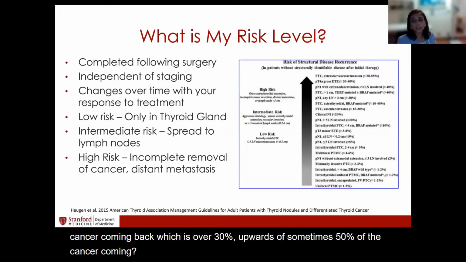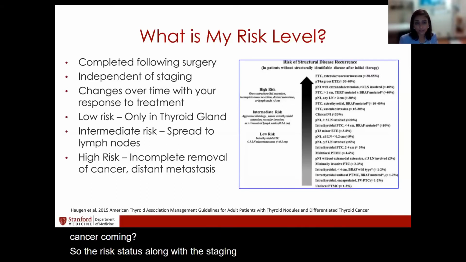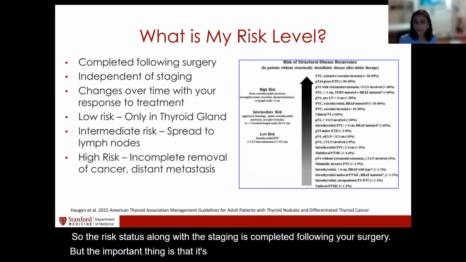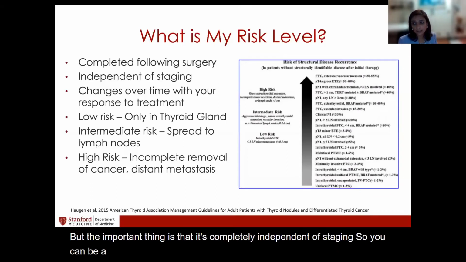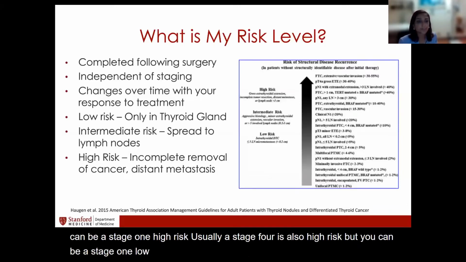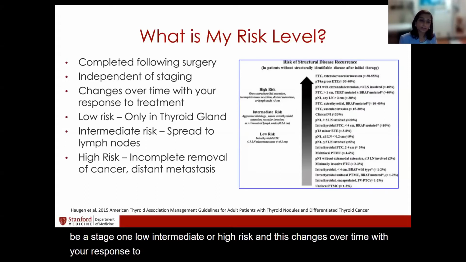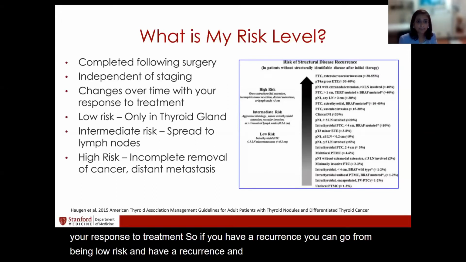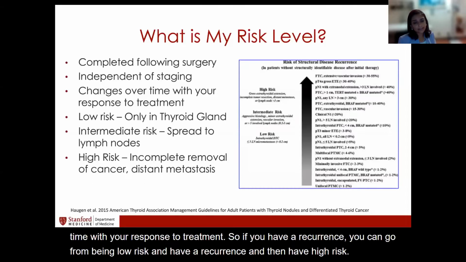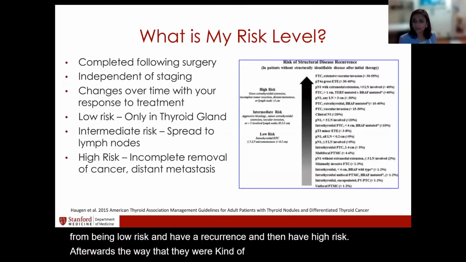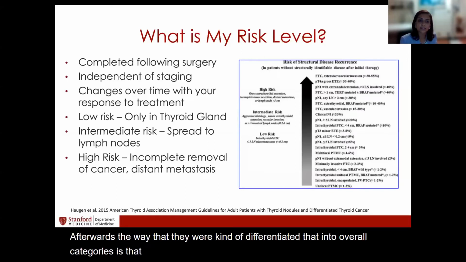So the risk status, along with the staging, is completed following your surgery. But the important thing is that it's completely independent of staging. So you can be a stage 1 high risk. Usually a stage 4 is also high risk, but you can be a stage 1 low, intermediate, or high risk. And this changes over time with your response to treatment. So if you have a recurrence, you can go from being low risk and have a recurrence and then have high risk afterwards.